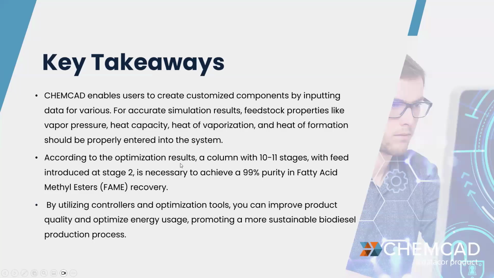According to the optimization result, a column between 10 to 11 stages with a feed introduced at stage number 2 is necessary to achieve 99% purity of the product recovery. And by utilizing controllers and optimization tools, you can improve product quality and optimize energy use, promoting a more sustainable biodiesel production process.